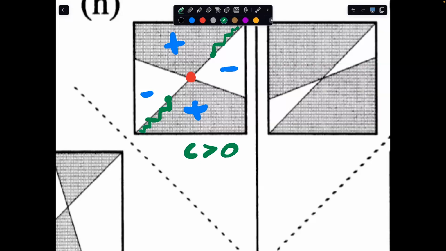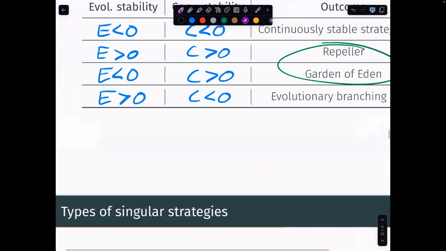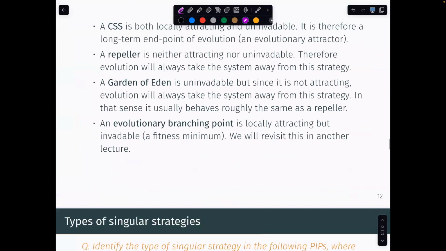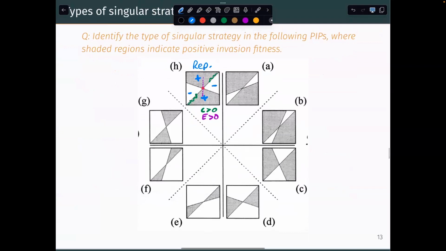How about evolutionary stability? I draw a line vertically through my singular strategy. It's always in this positive region. So E is positive. What does that mean? C is positive and E is positive. Go back here. This is a repeller. Okay, so have a go, just familiarize yourself with these different pairwise invasion plots here and classify them accordingly.